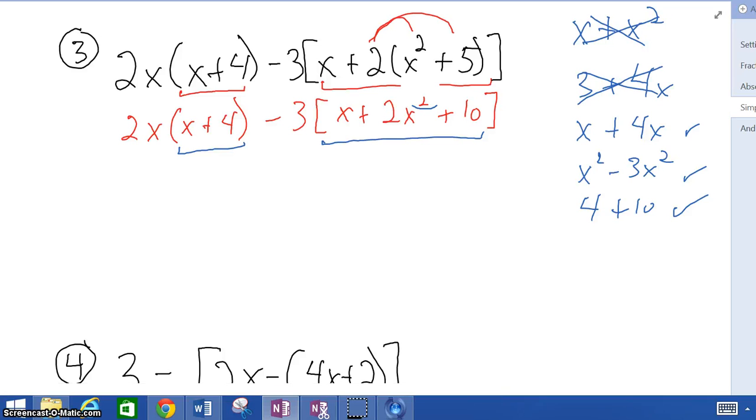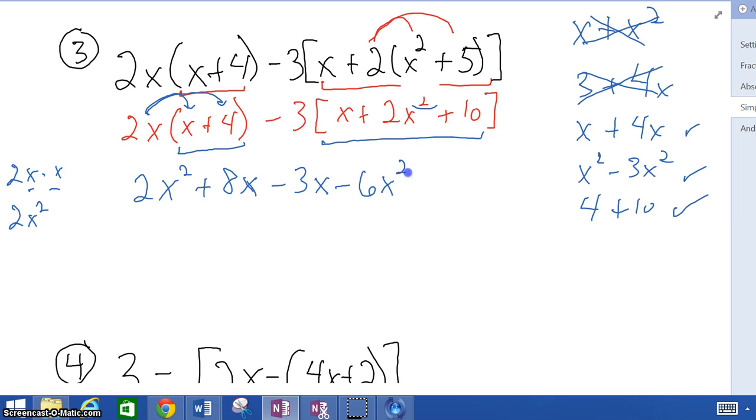So now I go on to multiplication and division, which means the 2x is being multiplied by x, and the 4 is being multiplied by 2x. Now, 2x multiplied by x times x is x squared. Be careful there. 2x squared plus 8x. I'm going to go ahead and distribute this 3 while I'm at it, so it becomes a minus 3x, a minus 6x squared, and a minus 30.